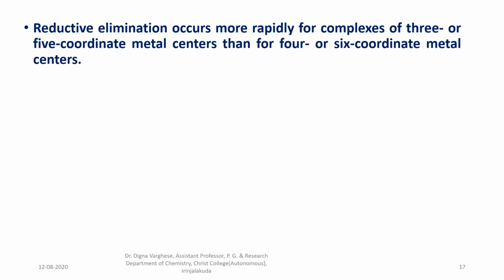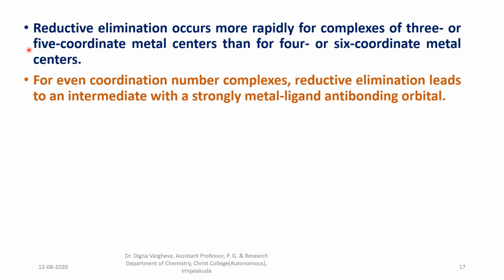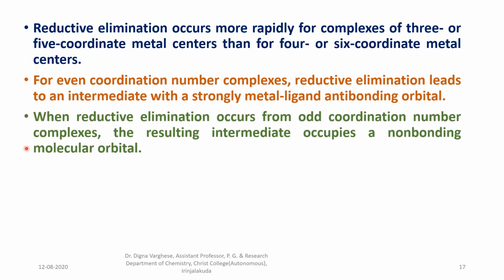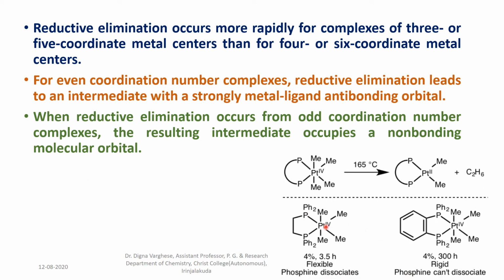Reductive elimination occurs more rapidly for complexes of 3 or 5 coordinate metal centers than for 4 or 6 coordinate metal centers. For even coordination number complexes, reductive elimination leads to an intermediate with a strongly metal ligand antibonding orbital. When reductive elimination occurs from odd coordination number complexes, the resulting intermediate occupies a non-bonding molecular orbital. For example, here the flexible phosphine ligand dissociates more easily than the rigid phosphine ligands. If we are using rigid phosphine ligands, it cannot dissociate. If we are using flexible phosphine ligands like this, it will dissociate.